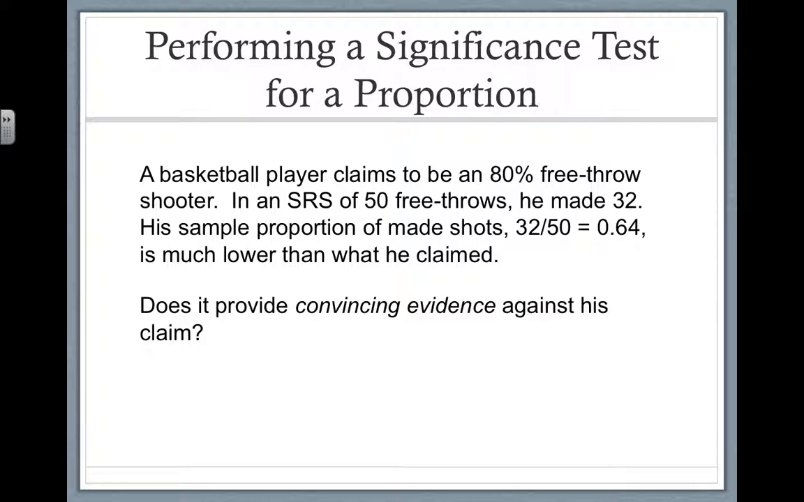So we're going to follow 4 major steps in performing a significance test. Here's a real quick, very basic example. A basketball player claims to be an 80% free throw shooter. In an SRS of 50 free throws, he made 32. So his sample proportion would be 32 out of 50, or 0.64, which is much lower than he claimed. Does it provide convincing evidence against his claim?